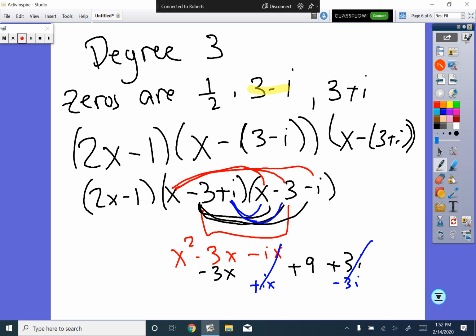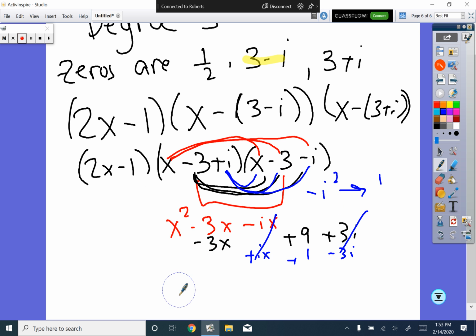And then i times -i, what's he? -i squared. And as you brought up, though, what is negative i squared, Junior? 1. So that is negative i squared, but that does become 1, so I'm going to do a plus 1 there. So as you can see, this is x squared minus 6x plus 10. That's what those two imaginary or complex solutions times together get. And then I have this 2x minus 1 out here.